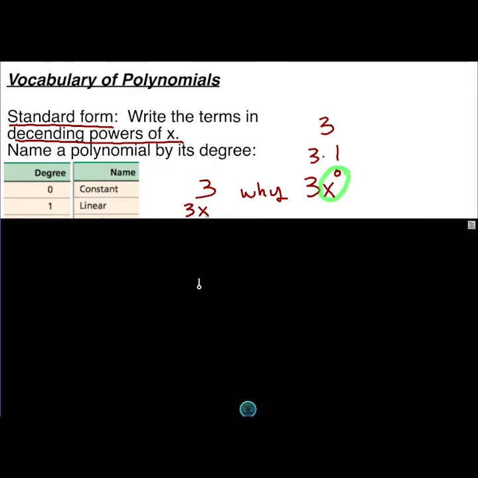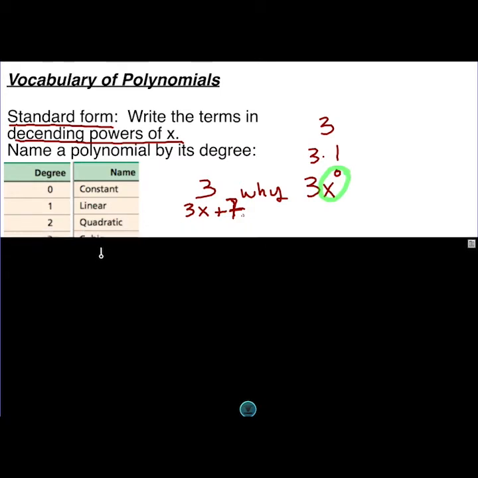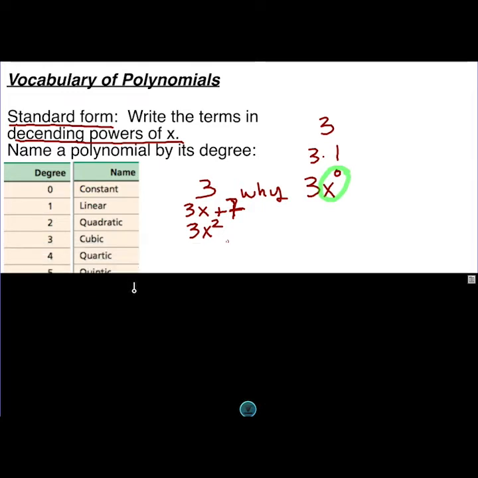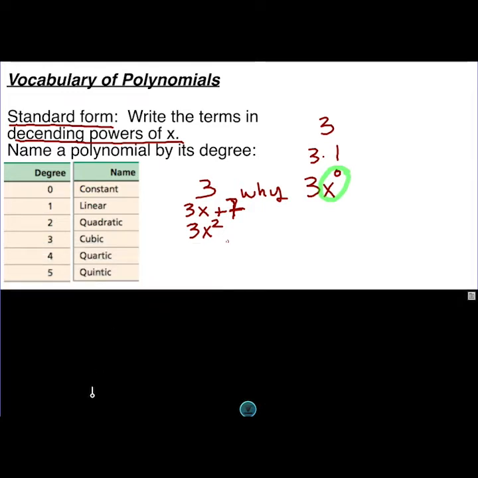So 3x plus 7. Okay, first degree, first term is 3x. That is a first degree. We call it linear. Quadratic would be something like this, 3x squared. 3x squared plus 7, 3x squared plus x plus 12, anything like that, second degree. We got cubic, third degree, fourth degree, and fifth degree. Okay, so we have some common language about naming these polynomials.